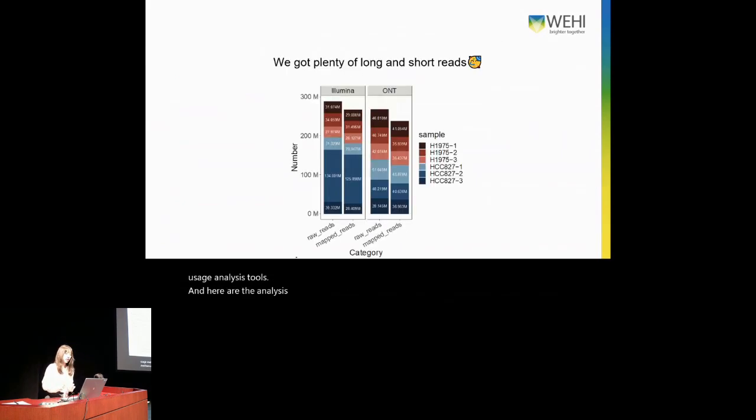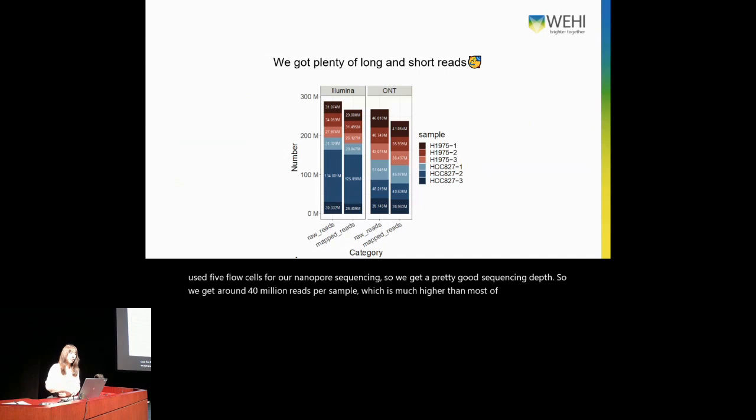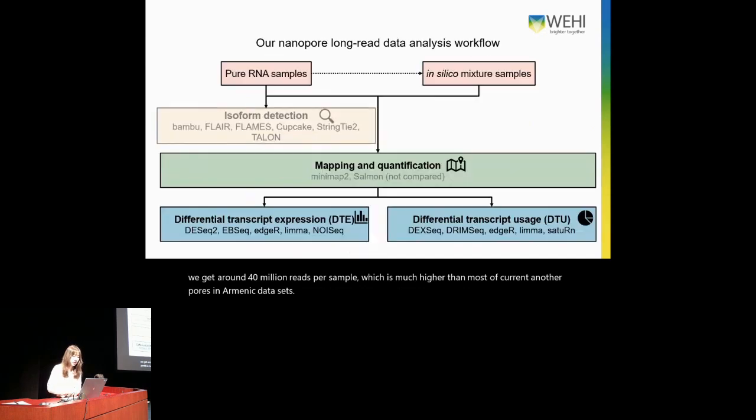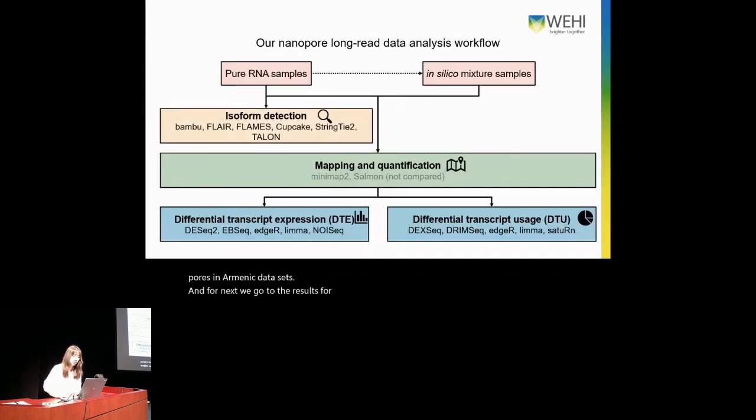So first of all, here's the data quality summary. Because we used 5 flow cells for our nanopore sequencing, we get a pretty good sequencing depth. So we get around 40 million reads per sample, which is much higher than most current nanopore RNA-seq datasets. Next, we go to the results for the isoform detection tools.